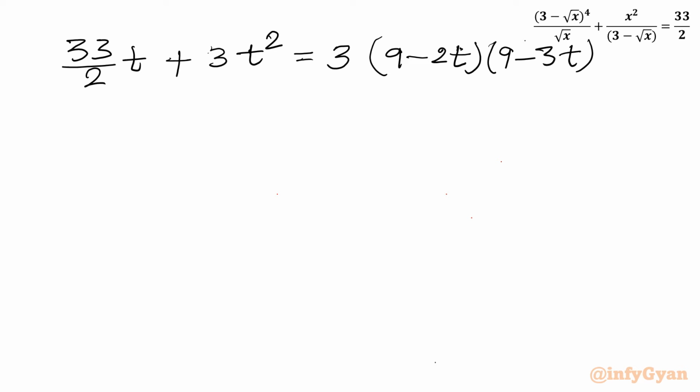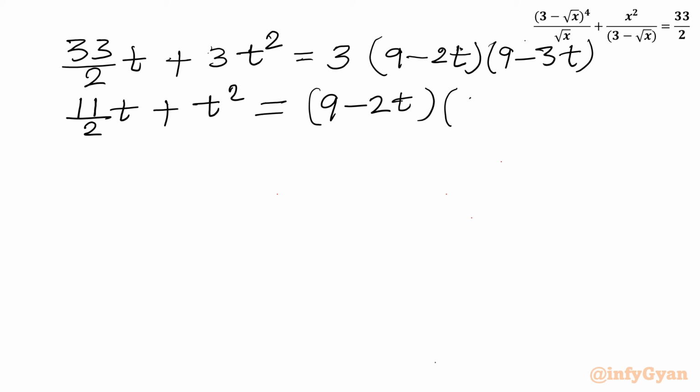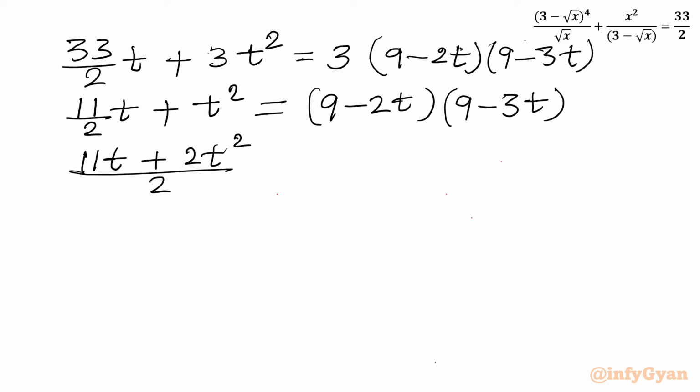Now this whole equation is divisible by 3, so let's divide by 3. So I will write 11 by 2 times t plus t square equal to (9 minus 2t) times (9 minus 3t). Now I will take LCM in LHS. So it will become (11t plus 2t square) divided by 2 equal to (9 minus 2t)(9 minus 3t).